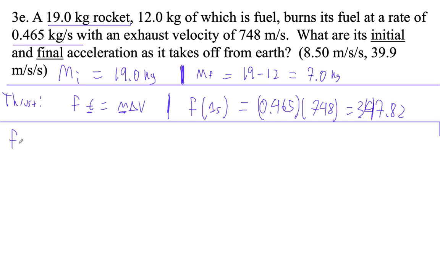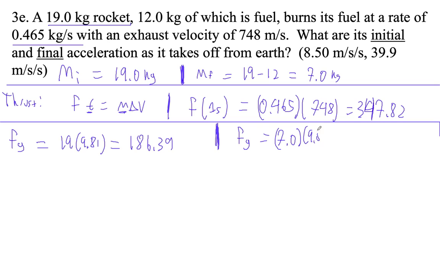Now let's figure out the initial weight, right? The initial weight, the force of gravity initially, is going to be 19 times 9.81. And that's 186.39. Okay, and then the final force of gravity is just going to be the 7 kilograms, right? 7 kilograms times 9.81. Oh, okay. 7 times 9.81 is 68.67. All right, here we go.